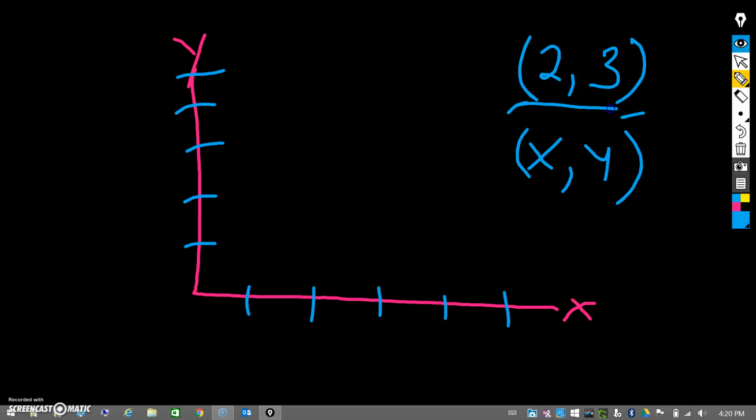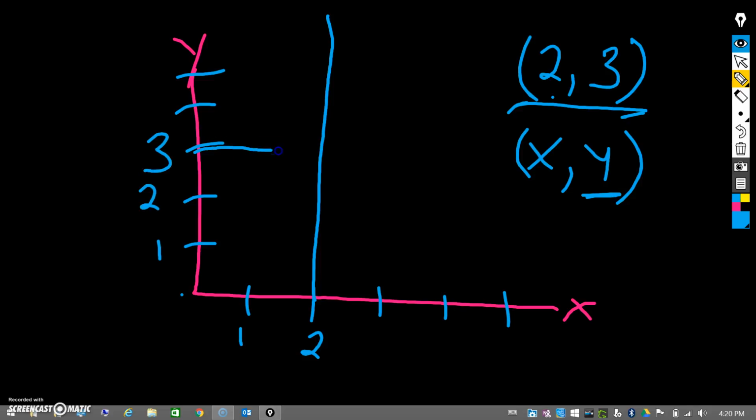So if I want to plot the point 2, 3 on my coordinate plane, which is what this will be called later, I need to go over 2 on the x-axis. So here's 1, here's 2. So it's going to be somewhere on a line like that. We don't know how high yet. We need to look at our y number. So we need to go up 3. So 1, 2, 3. And so we can draw a straight line across there, and our point would be right there. That's point 2, 3.